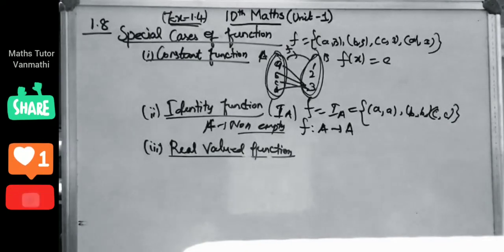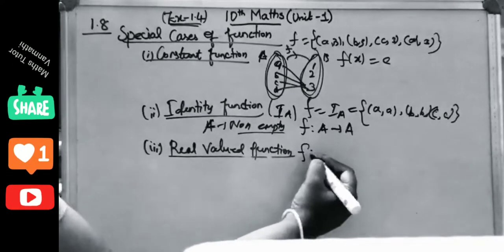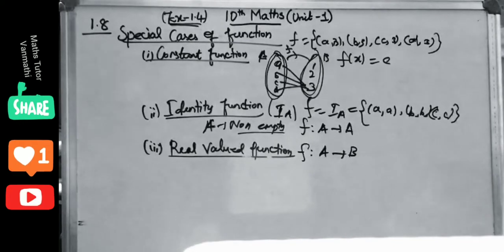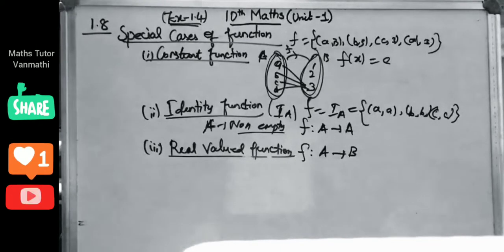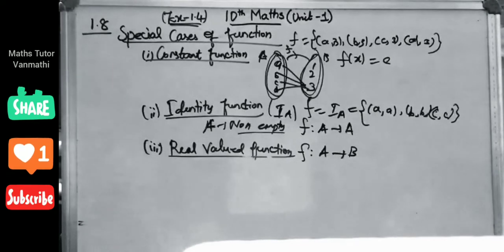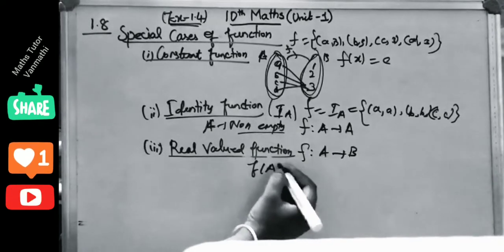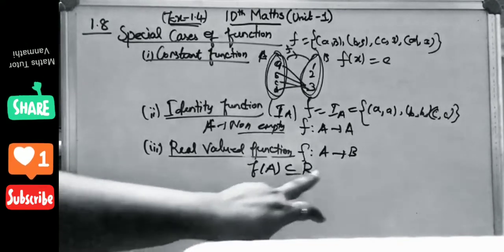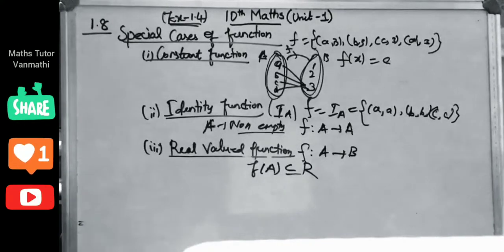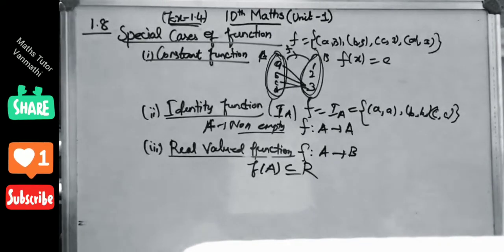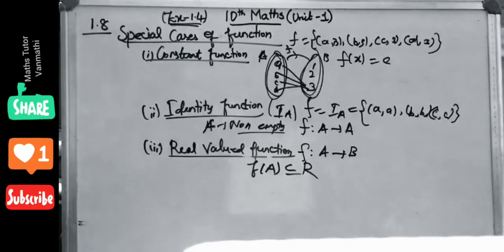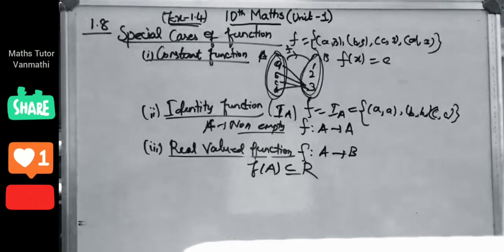Next, a real valued function is nothing but f from A to B, one set to another set, is called a real valued function if the range of f is a subset of the set of all real numbers, that is f(A) is a subset of R. This is your real valued function. Just to know what all these are. Next we can see example 1 problem and exercise 1 problem to find the A and B values.